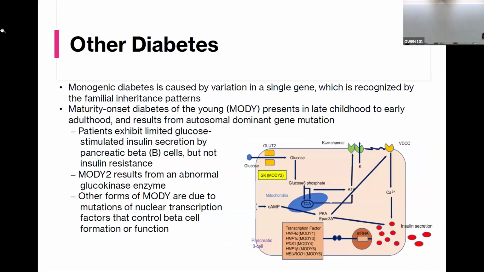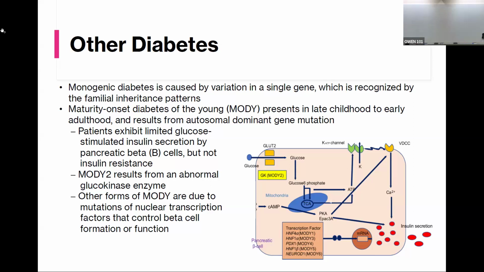And then the other diabetes that we know of is really based on mutation. Especially in children, if they have a mutation in any genes involved in the metabolism of sugar, that would lead to diabetes.